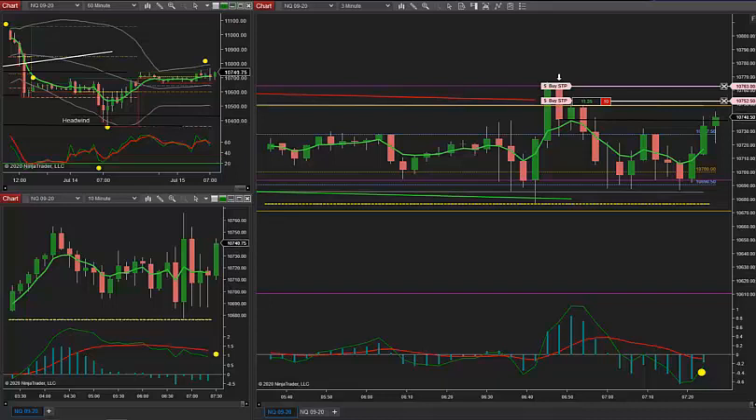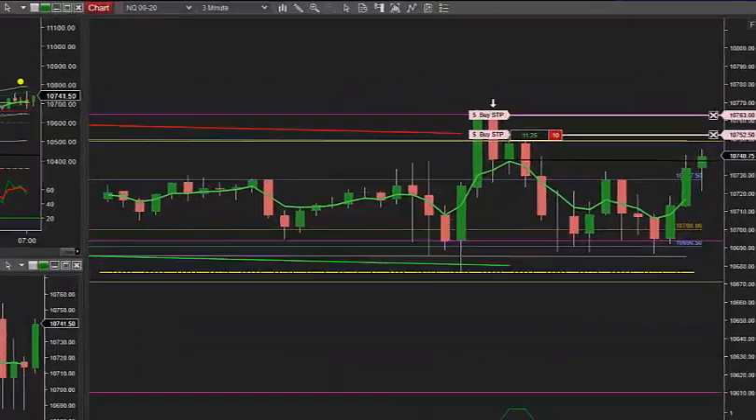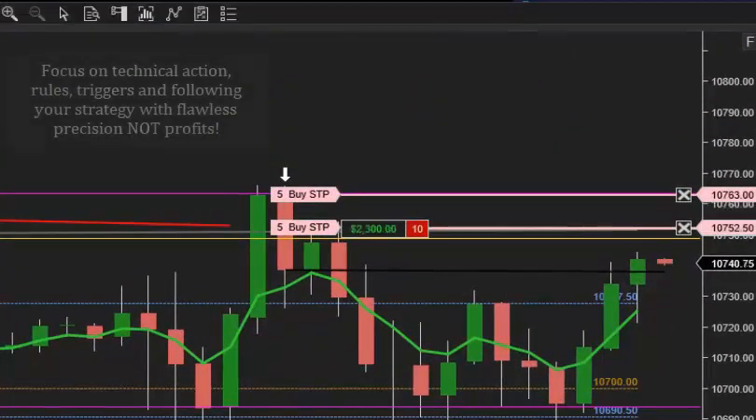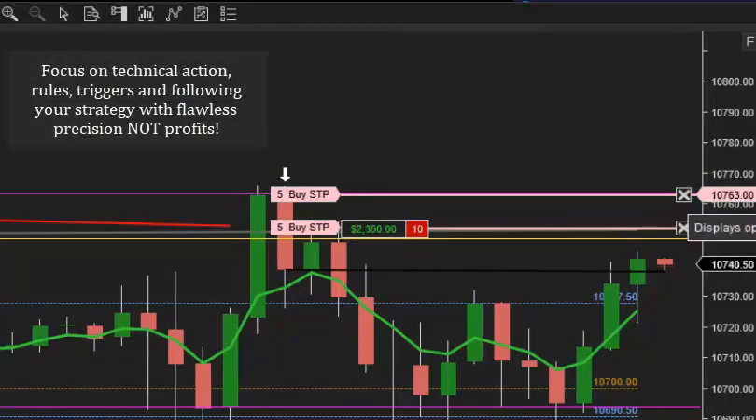Looks like this is probably going to be taken out. At this point, I'm risking half of my original risk. Another thing I'd like to point out, I think I've probably pointed it out before, obviously different software has different options, but in NinjaTrader you can choose whether you're looking at price, profits, P&L, percentage gain, or points.